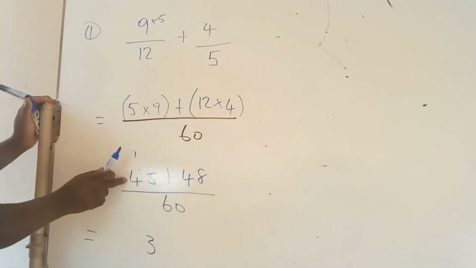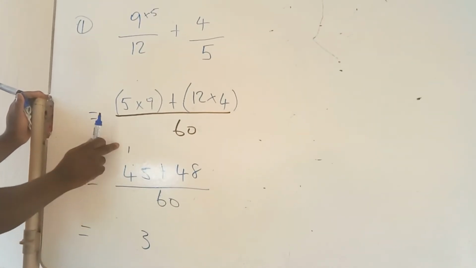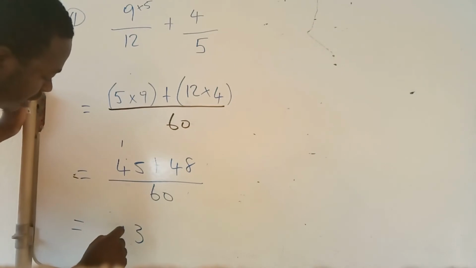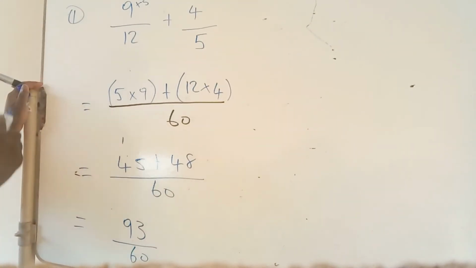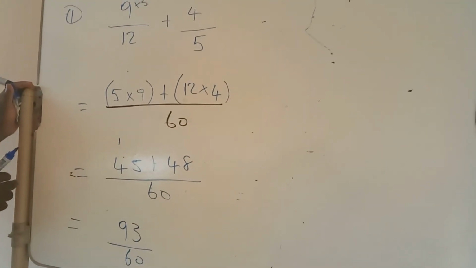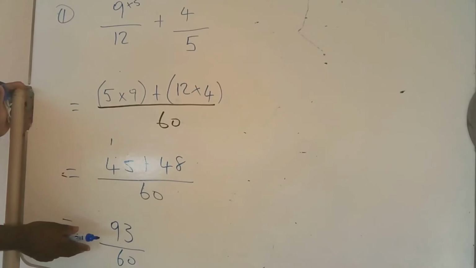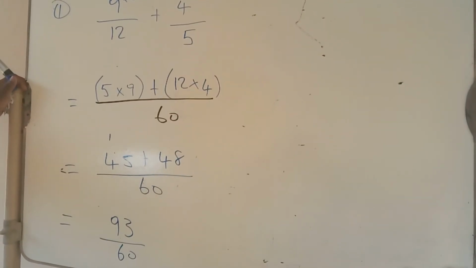4 plus 4 is 9. Sorry, 4 plus 4 is 8, plus 1 is 9. So our answer is 93 over 60. And you're finished. Now most times, you are asked to simplify your answer.